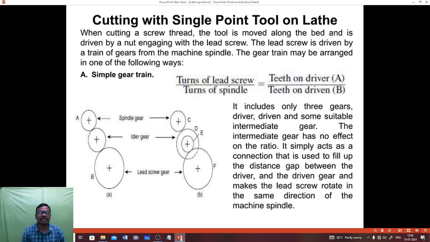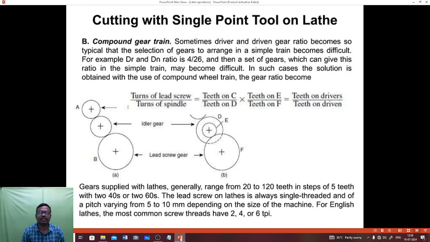Simple gear train: turns of lead screw divided by turns of spindle equals teeth on driver A divided by teeth on driven B. It includes only 3 gears: driver, driven and some suitable intermediate gear. The intermediate gear has no effect on the ratio. It simply acts as a connection that is used to fill up the distance gap between the driver and the driven gear and makes the lead screw rotate in the same direction as the machine spindle.